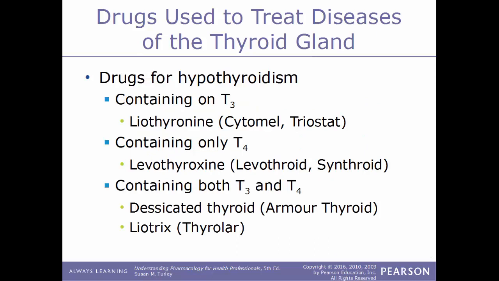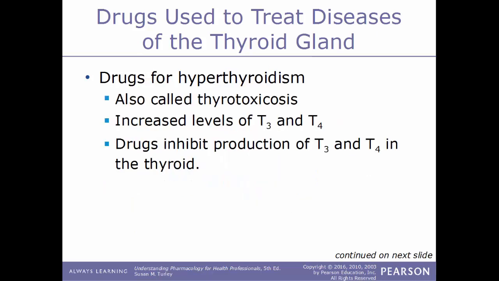Now, the drugs that are used to treat hypothyroidism can contain only T3, only T4, or both of them. For drugs that only contain T3, an example would be liothyronine, sold under the trade names Triostat and Cytomel. Drugs that would only contain T4, levothyroxine, are sold under the names Levothyroid and Synthroid. And drugs that contain both T3 and T4 would include desiccated thyroid, sold under the name Armour Thyroid, and liotrix, which is sold under the brand name Thyrolar.